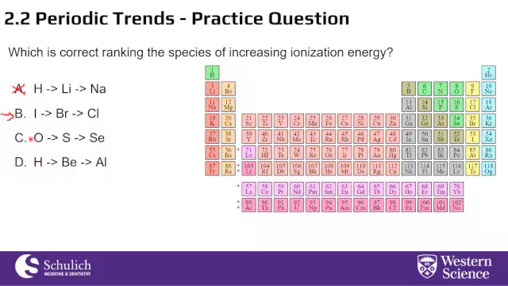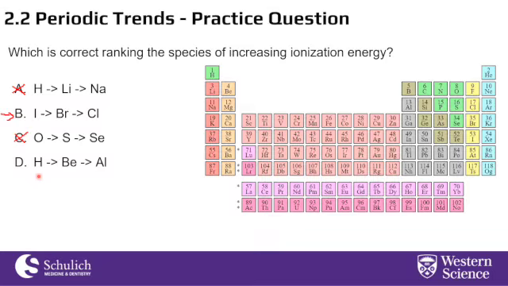Option C here is looking at oxygen, sulfur, and selenium. Again, these are going downwards, same as we saw in A. So these are decreasing in ionization energy, and we can go ahead and cross out C as an option as well.